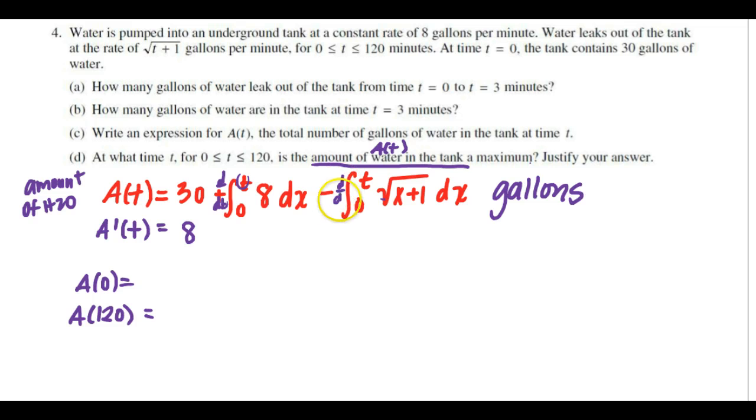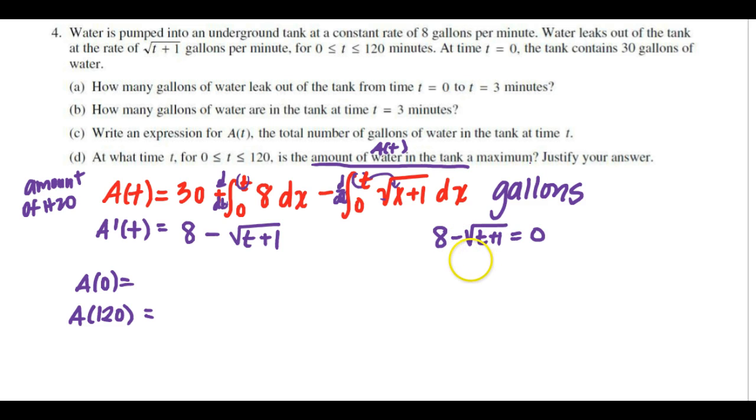So imagine again sneaking a little d/dt in here. So the t's match. This t goes into this x. So it would be minus the square root of t plus 1. So A prime of t is 8 minus the square root of t plus 1. So now I need to set that equal to 0. So 8 minus radical t plus 1 equals 0.